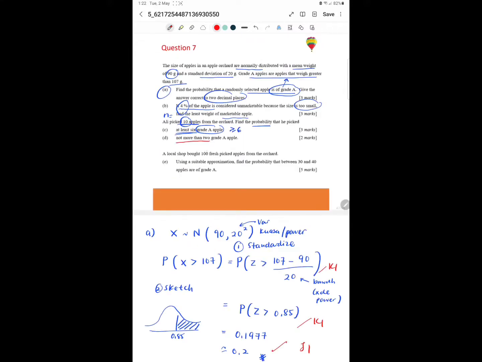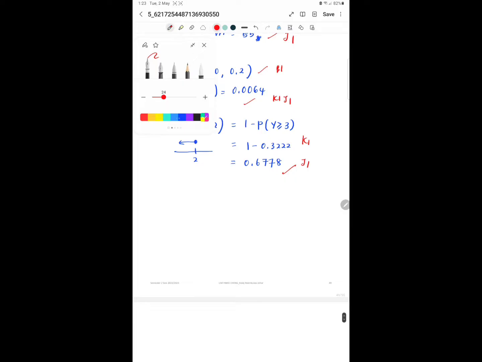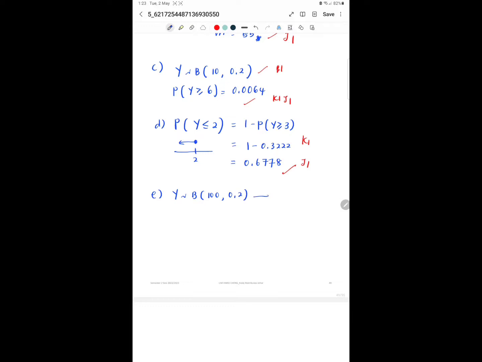Alright, last one. A local shop bought 100 freshly picked apples. Using a suitable approximation, find the probability that between 30 and 40 are grade A. Since n is more than 50 already, we have to use the change from binomial to approximate to normal distribution. So Y is binomially distributed, n is 100 and the probability is 0.2. Changing to normal distribution, the mean is np and the variance is npq. So np is 20, and npq is 16.